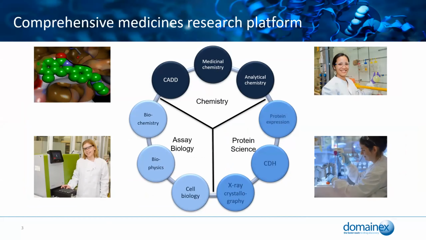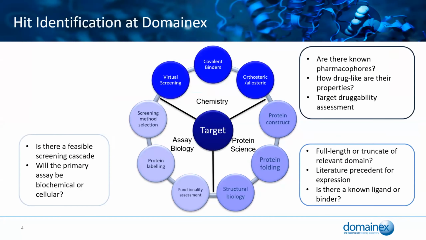As I said, we've got a comprehensive medicines research platform, so that means we've got chemistry, protein science, and assay biology all together on one site. And we cover all aspects, as you'd expect, of these divisions. So we've got computer-aided drug design, medicinal chemistry, analytical chemistry, protein expression, combinatorial domain hunting, which is particularly useful for proteins that are difficult to express, X-ray crystallography, and then within assay biology, you've got cell biology, which means we can develop bespoke phenotypic assays, biophysics, as well as biochemistry.